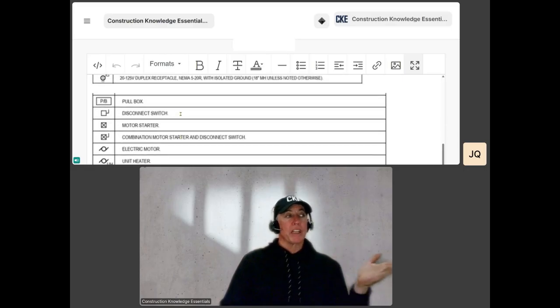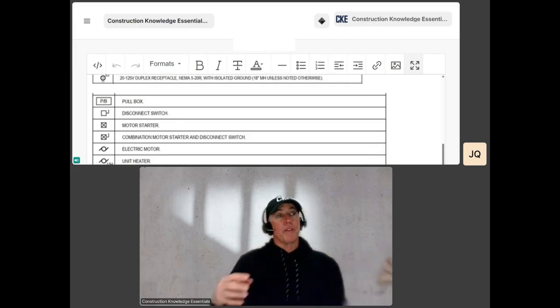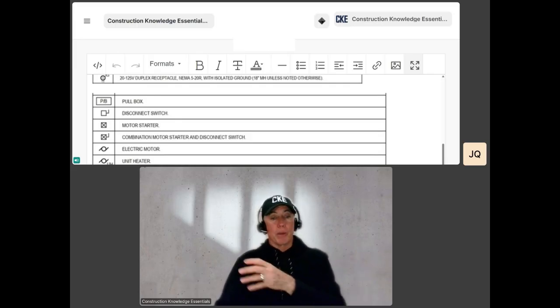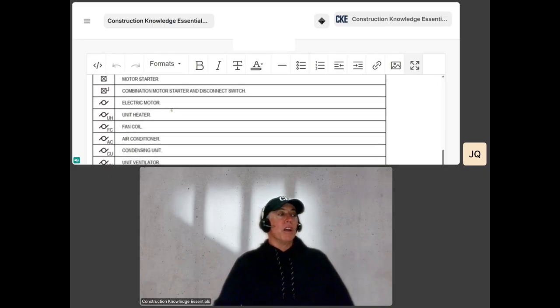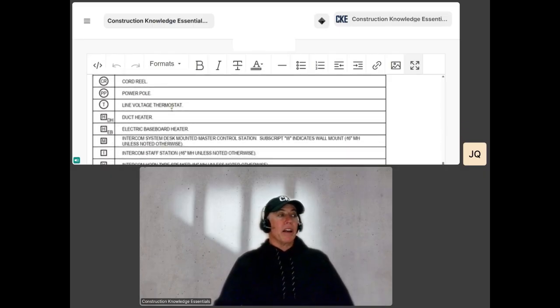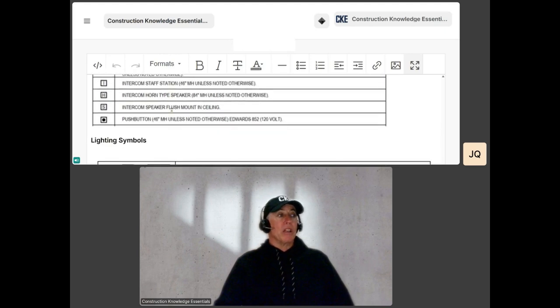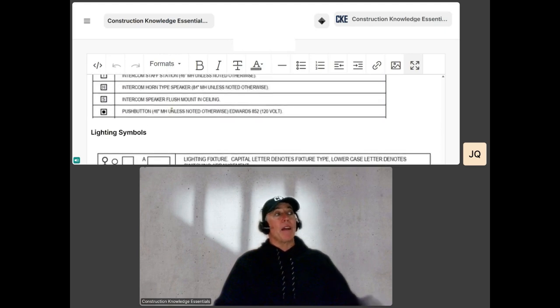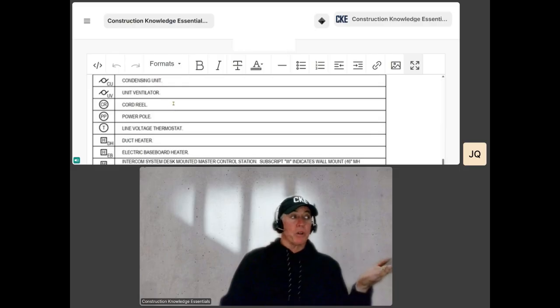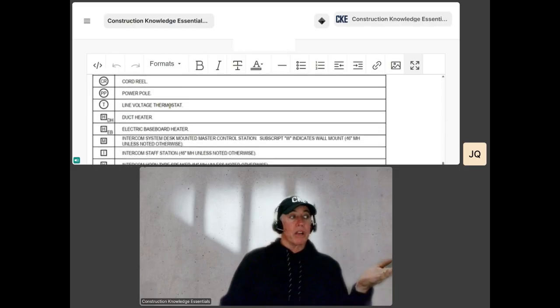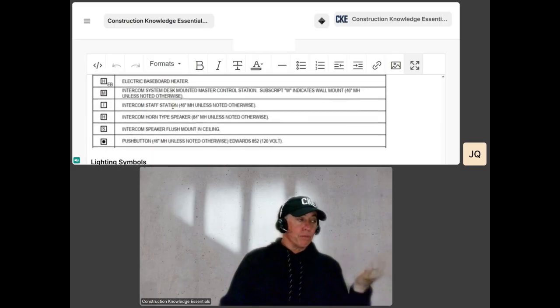Pull box, disconnect. A pull box is if you're transferring from one area to another and you need to pull that wire, and then you're going to keep on going. A disconnect, motor starter. This goes on and on and on. This is all part of the mechanical understanding. I look at that as mechanical, but it is electrical because most of these things work on electrical. But power pole, all of these.